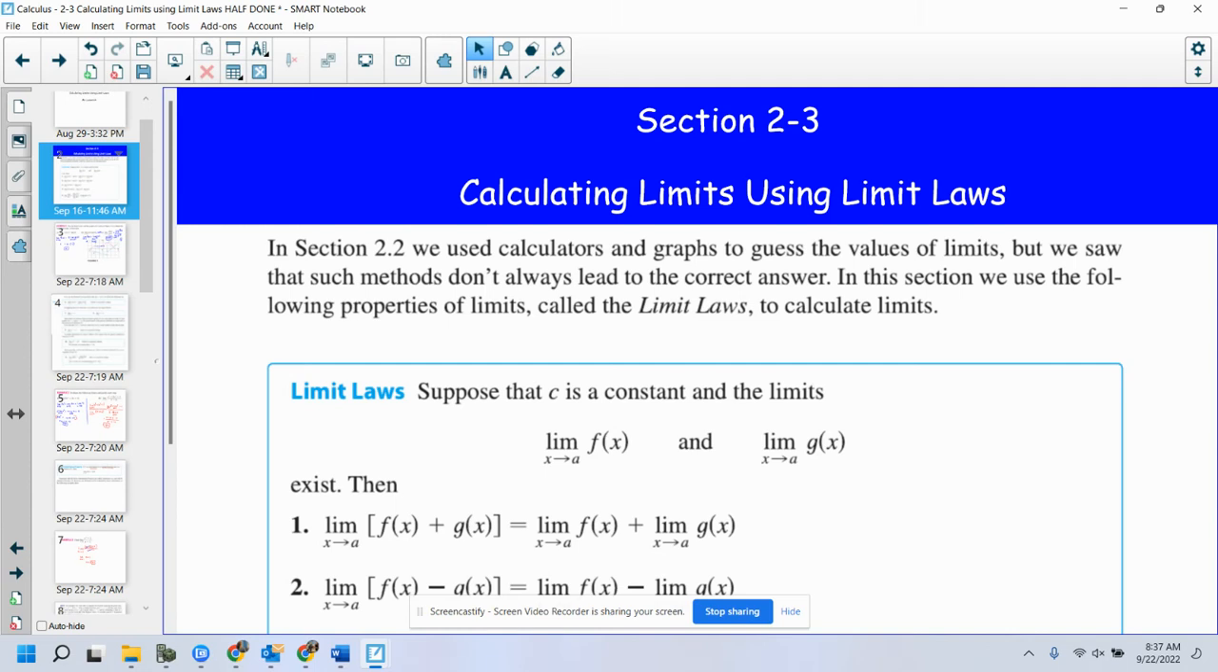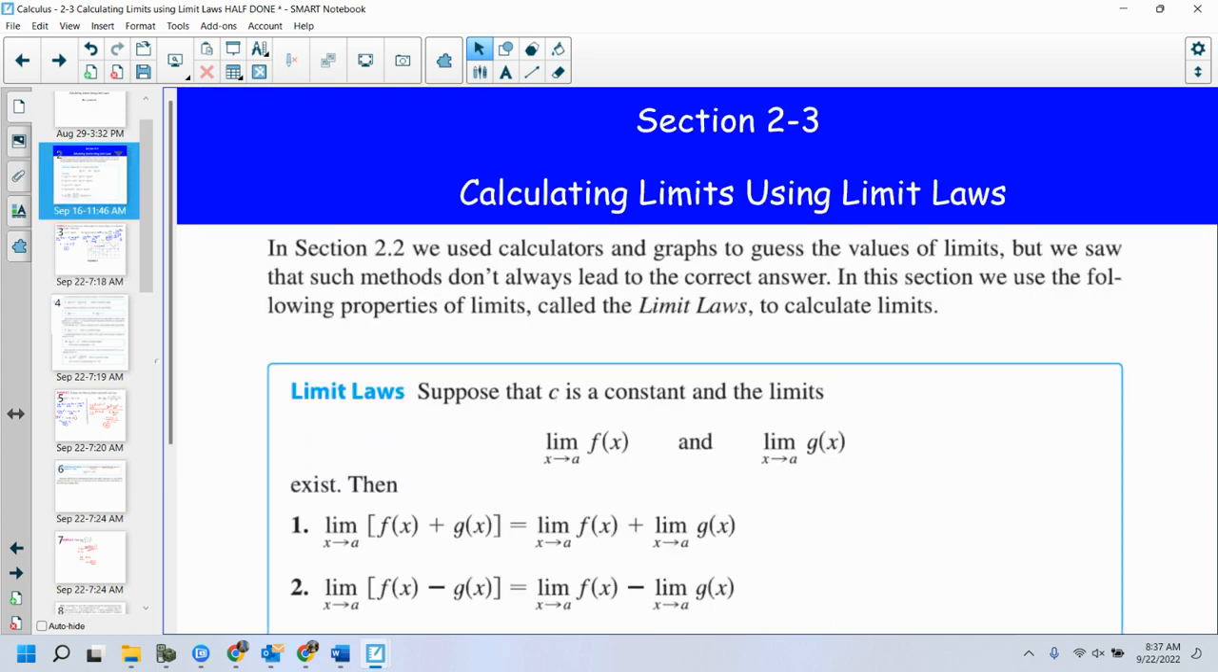All right, so section 2.3 is the more algebraic way of solving limits. Before section 2.3, we could just guess at what the limit would be, and I hate guessing. We could estimate what it would be, but now we're going to refine that a little bit more and say, okay, how can we actually calculate those?